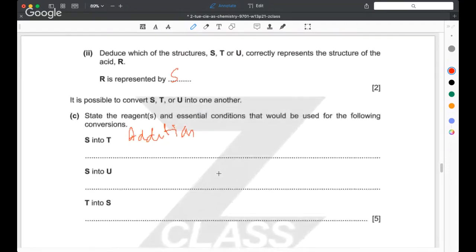This is an addition reaction, and when an alkene has water added across the double bond, then the reaction is you're reacting the gaseous alkene with steam, and you're using phosphoric acid as a catalyst, and that gives you the alcohol. So that was the addition reaction for the first one.